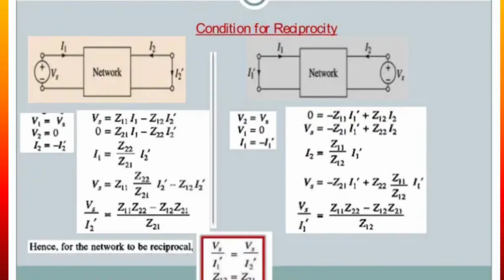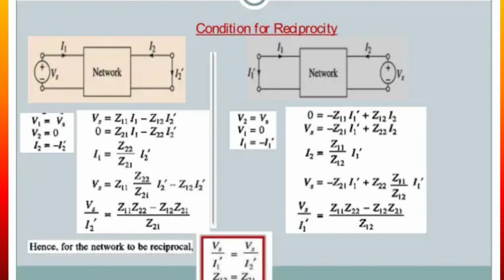Here, when you short circuit the output port, the voltage will become 0, and V1 is Vs, since the input is excited by Vs. The output port is short circuited, so V2 equals 0, and the current I2 equals I2 dash, the current flowing through the short circuit. So we can rewrite the equations. Vs equals Z11 I1 minus Z12 I2 dash, and V2 is 0, so 0 equals Z21 I1 minus Z22 I2 dash, since the output current is minus I2.